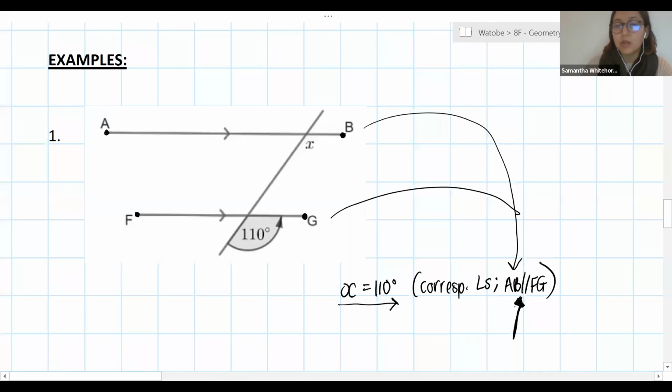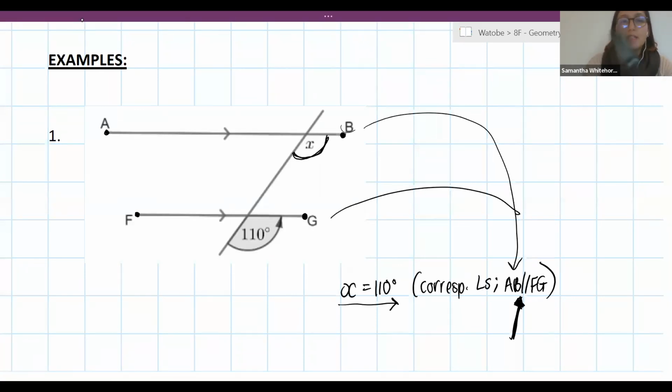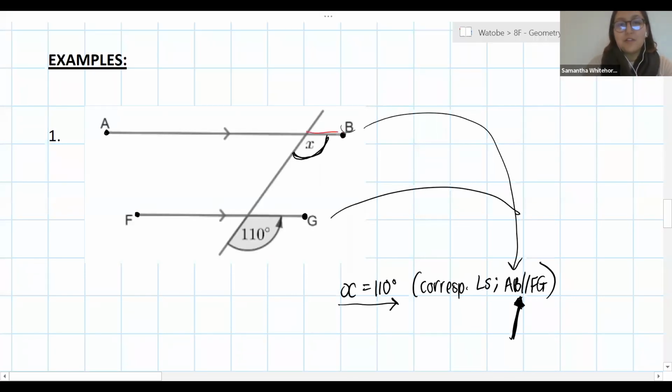I saw that somewhere on the chat. So yes, we do need to put that symbol there. It tells me they're parallel. So I'm not necessarily using B or G in my working out because that's not what I'm looking for. Those are just labels. I'm looking for the size of X. And in my diagram, I can see this F shape is formed, which means that this angle X is equal to this angle of 110, because we know in the F shape, those angles are equal to each other.